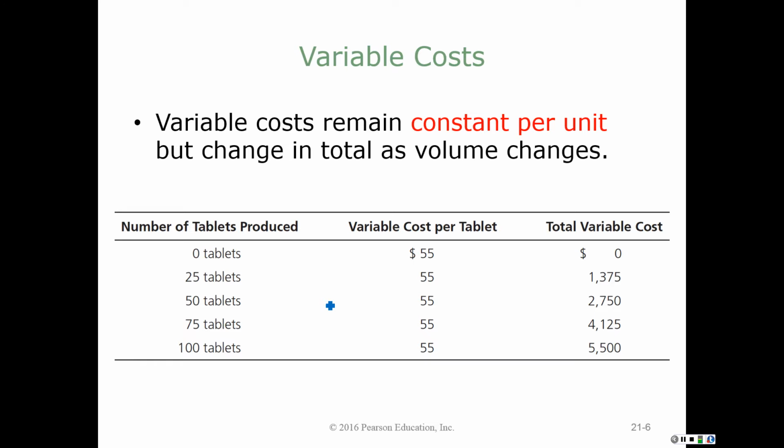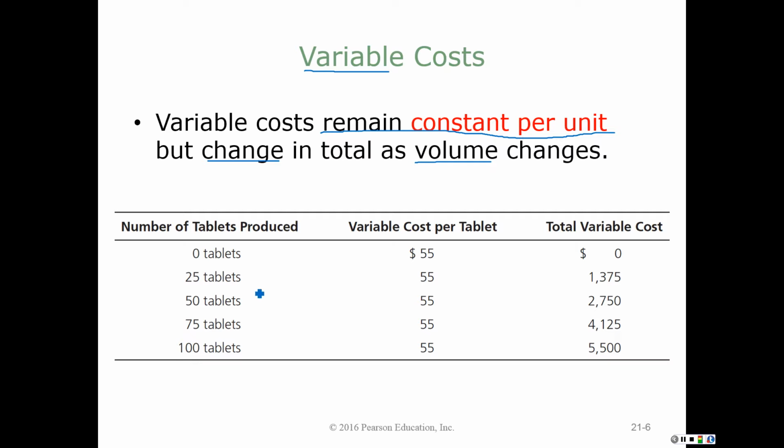So first of all, we mentioned those variable costs. Now, remember I said that the variable costs are exactly what they say. They're variable and they move with production. But when we see the first definition, it tells us that variable costs remain constant per unit. Okay, so let me explain that. They remain constant per unit, but they will change as volume changes.